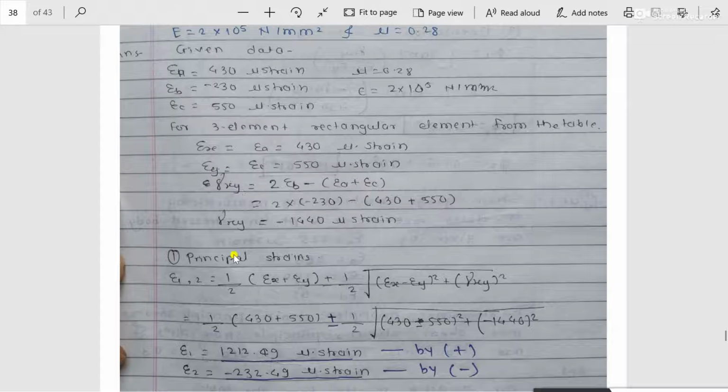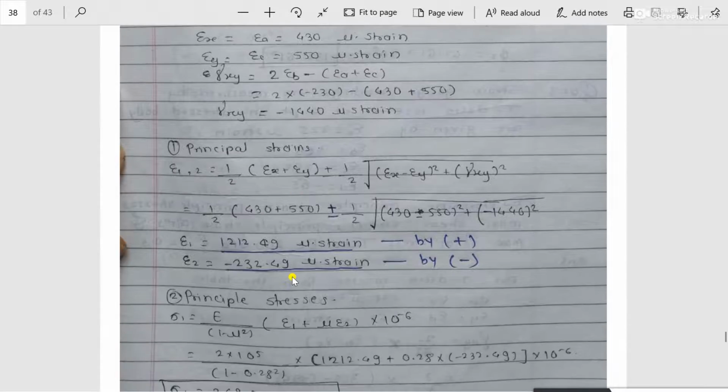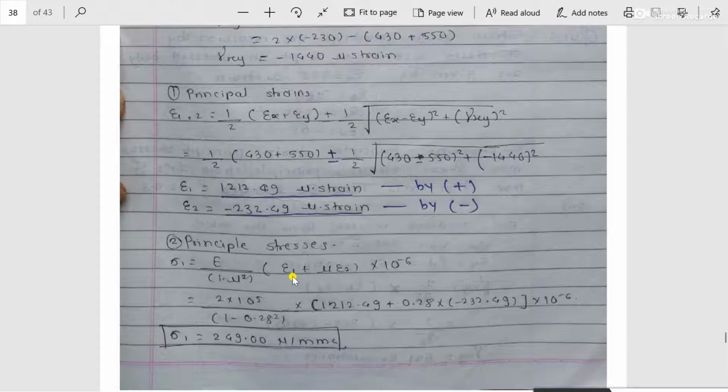Once all these three parameters are calculated, we go for our unknown parameters, the first being the principal strains. The formula is in front of you. I have to calculate the two principal strains, epsilon 1 and epsilon 2. The formula is given with a positive and a negative sign in the central portion. As I have already told, to calculate epsilon 1, I take the addition of this term and this term. To calculate epsilon 2, I take the subtraction of this term and this term.